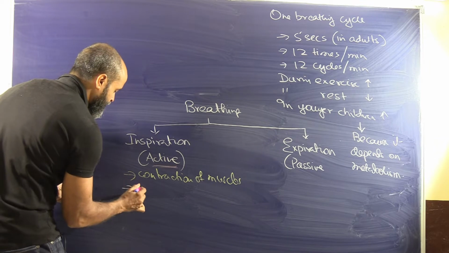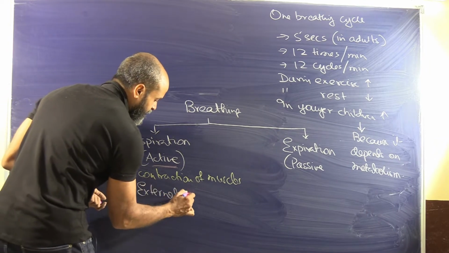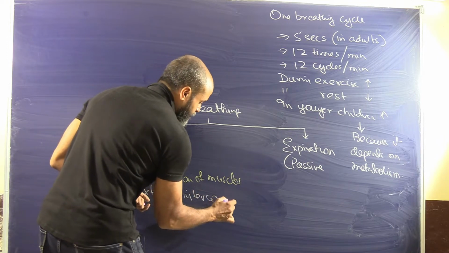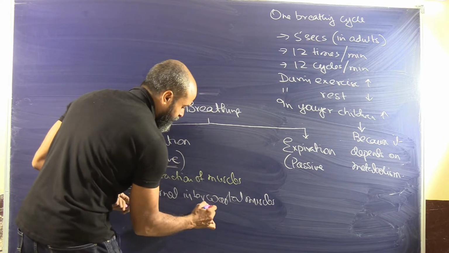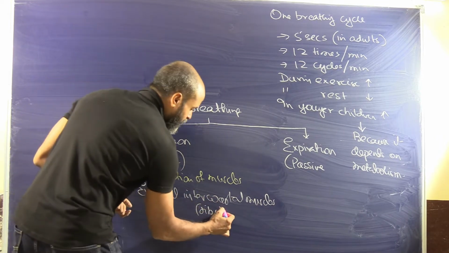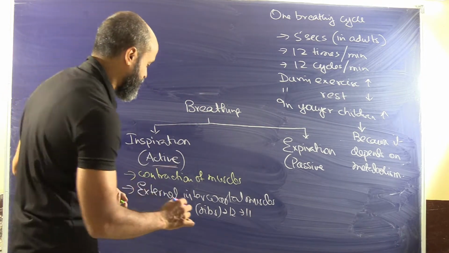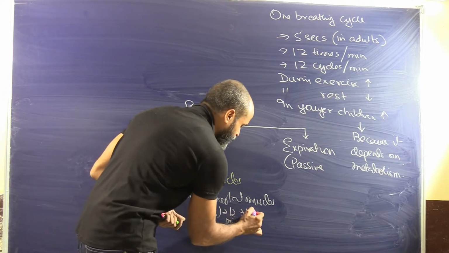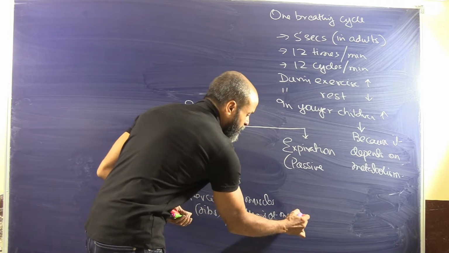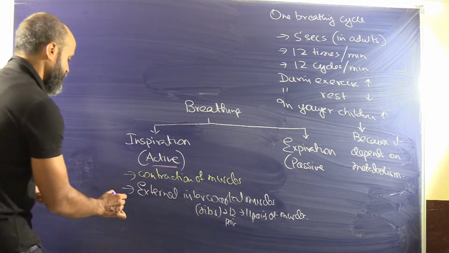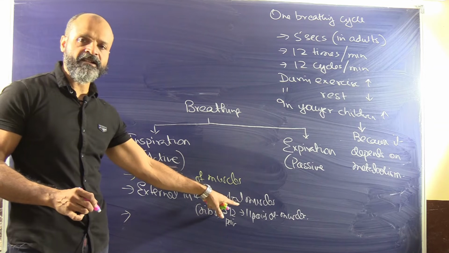These muscles are basically the external intercostal muscles, and these are between the ribs. In 12 pairs of ribs we have 11 pairs of these muscles. So this is called external intercostal. Contraction of muscles, this is the external intercostal muscles.